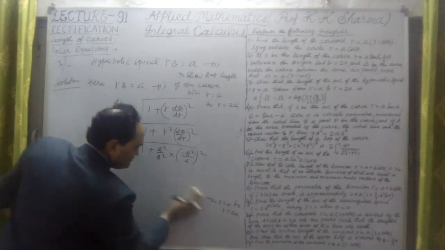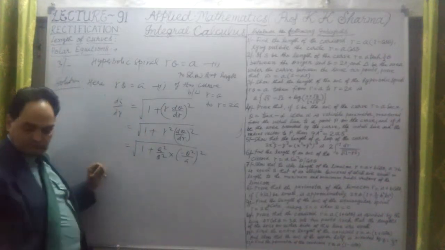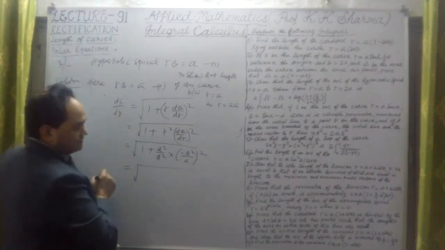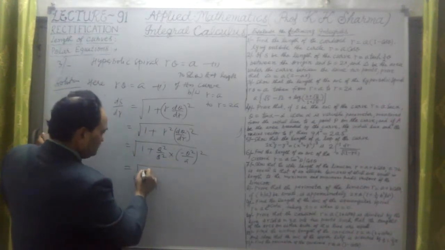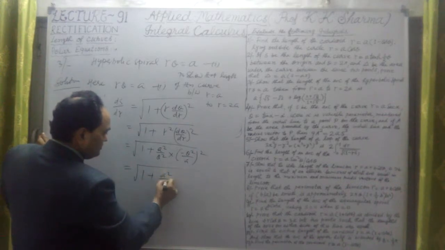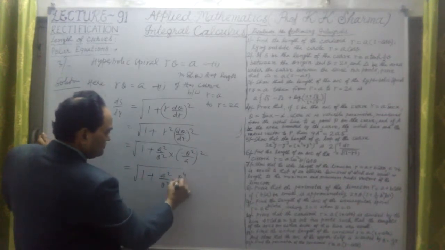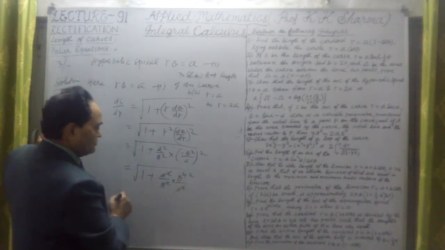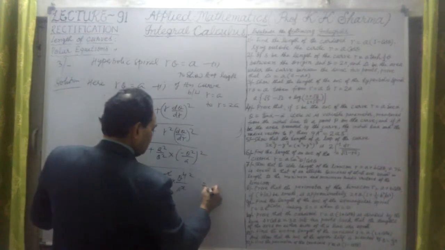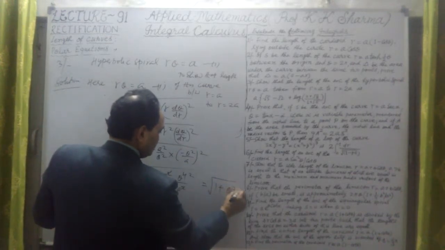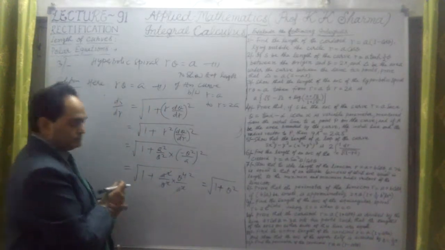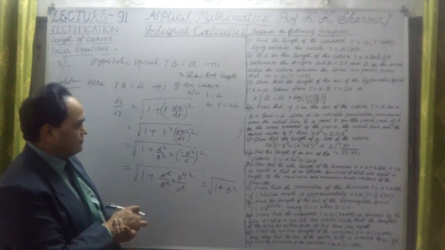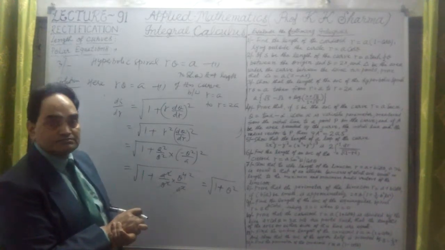Okay, now let me solve it further. We are finding ds upon dr. So a square upon theta square into theta 4 upon a square cancel out, leaving 1 plus theta square. It is nothing but the square root of 1 plus theta square. This is the value of ds upon dr.